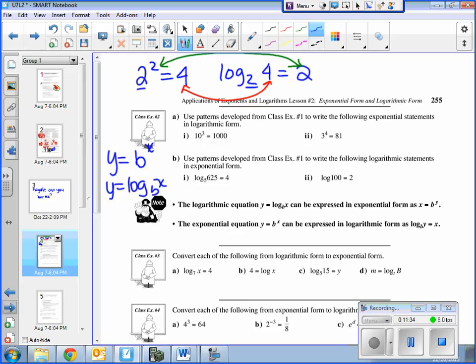Okay, so 10 cubed equals 1,000. How do we write this in logarithmic form? So log, what's my base? 10. You don't necessarily have to write 10, but we'll just do it here for the example, okay? What is my argument going to be?